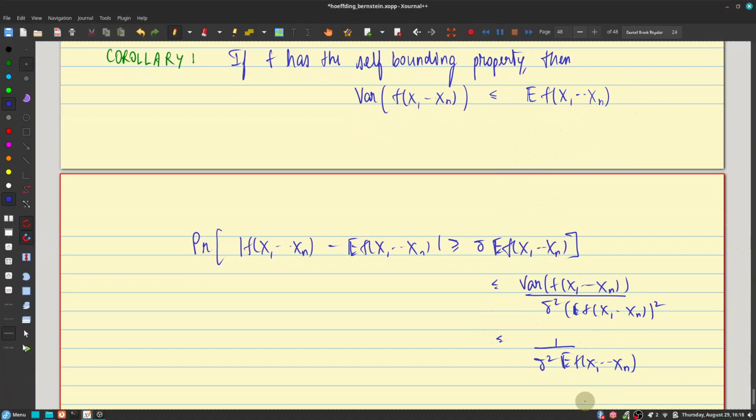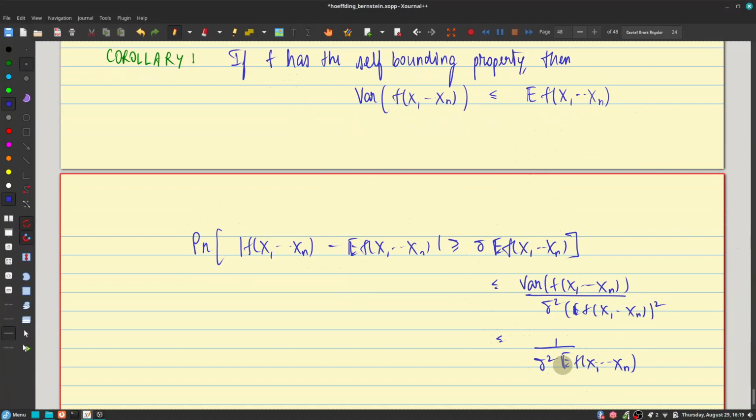So in many problems of interest, we have situations where the expectation itself is fairly large. Maybe it grows with n, but maybe it doesn't grow linearly with n. Maybe it grows as log n or something. Then at least by this Chebyshev inequality, if f has the self-bounding property, the probability of this particular deviation is upper bounded by 1 over delta squared, times something like log n. So for any delta greater than 0, I get a reasonably good bound.